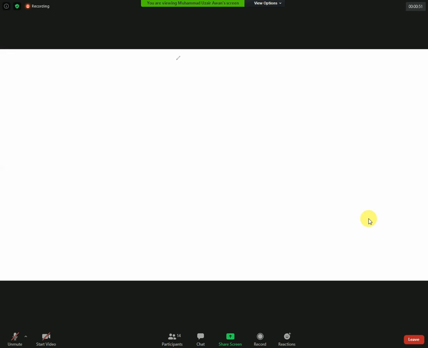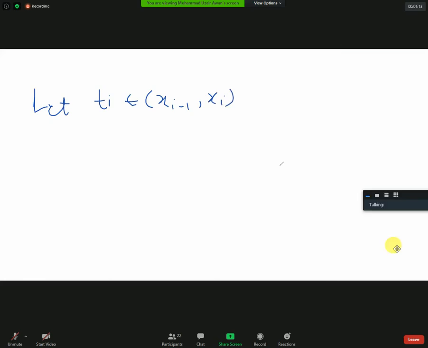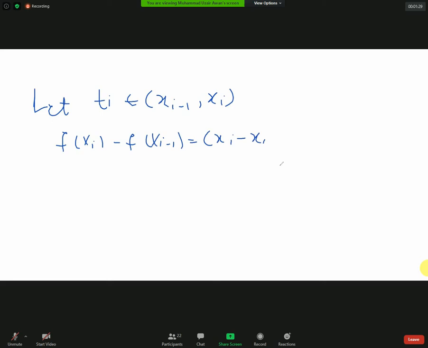अच्छा, let P be the partition of AB such that P is equal to x naught, x1 to xn. So let ti be any point in the open interval xi minus 1 to xi. Then xi minus 1 is equal to xi minus xi minus 1.